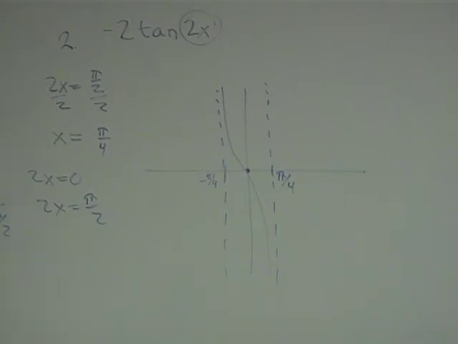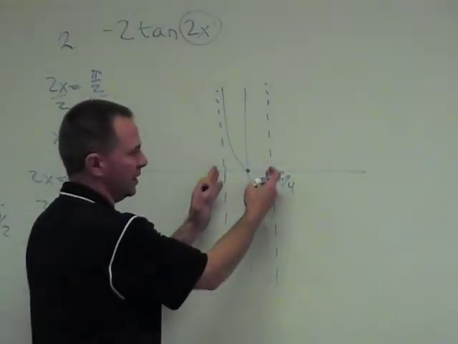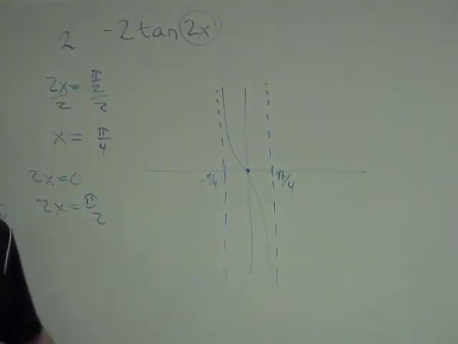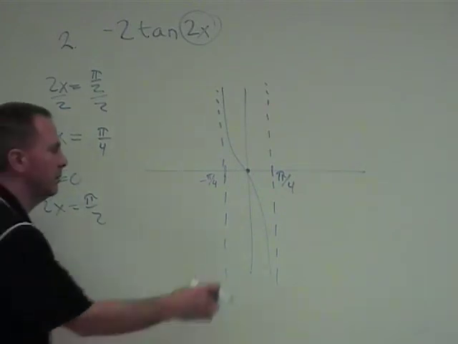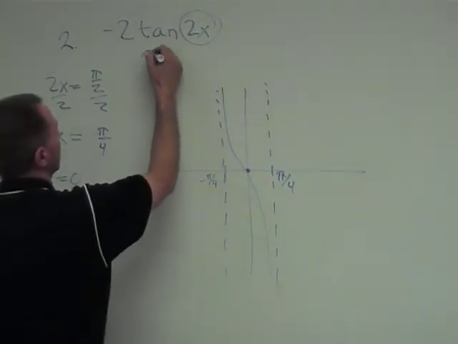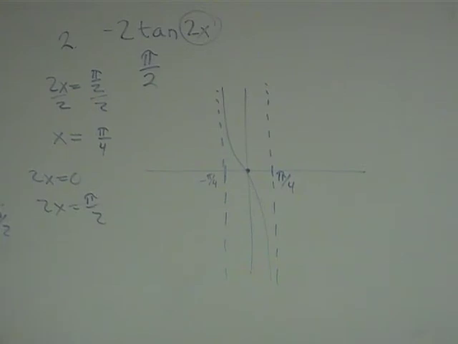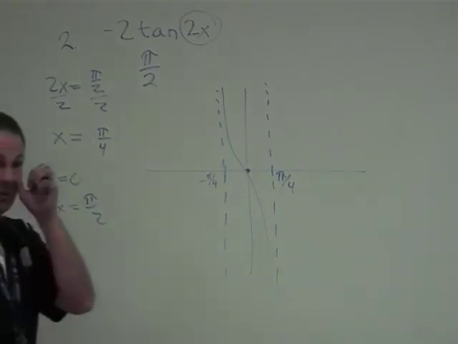You already know what it looks like. All you have to do is draw it once you got this. Notice, what is the period here? Pi over 4 plus pi over 4, 1/2. Pi over 2. What's the period? Pi over k. Pi over 2. The next thing you have to do is shift.